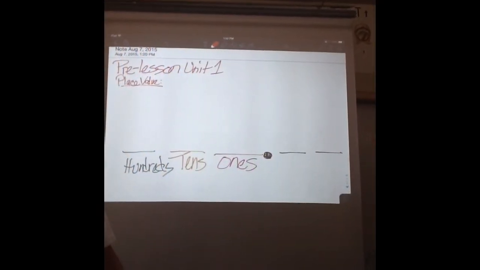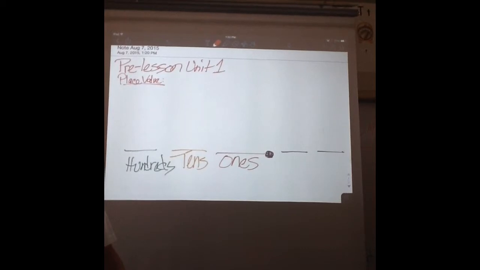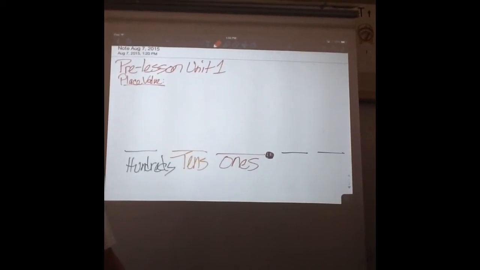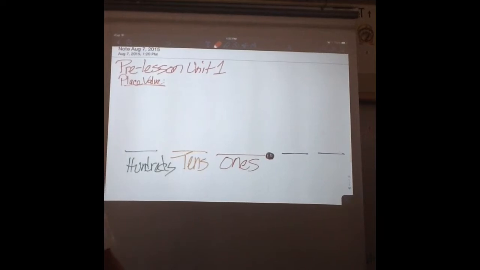Welcome to Math. Today is our pre-lesson for Unit 1. I'm going to talk about place value. Now, if you've noticed, I put some place values on the bottom. But let's kind of figure out what that means.